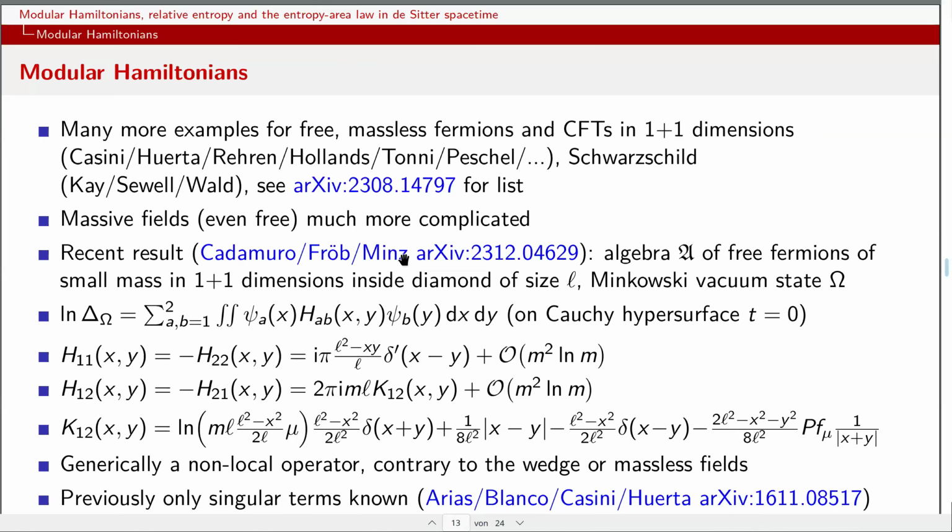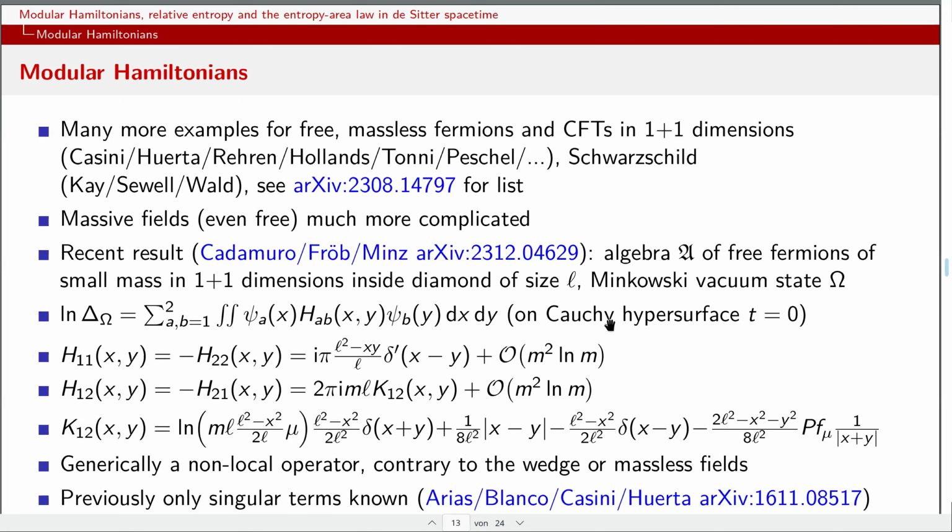Something I did, well, with two collaborators a year and a half ago was to take a diamond, like in the Hislop-Longo result of size L, but in 1+1 dimensions, just to make computations easy, and to look at free fermions of small mass. Again, for the Minkowski vacuum state. In this case, one can write down a general expression for the modular Hamiltonian. It's just bilinear in fermion fields. Since we're in 2 dimensions, these have 2 components each. And then there's some integral kernel that needs to be determined.